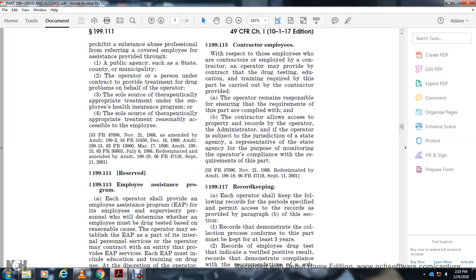199-117, record keeping. Each operator shall keep the following records for the periods specified and permit access to the records as provided by the paragraph of this section. Records that demonstrate the collection process conforms with this part must be kept for at least 3 years.